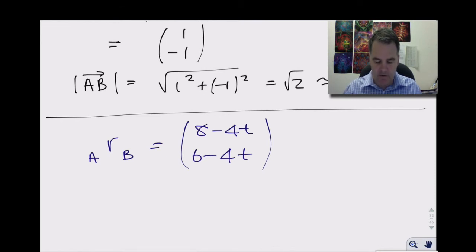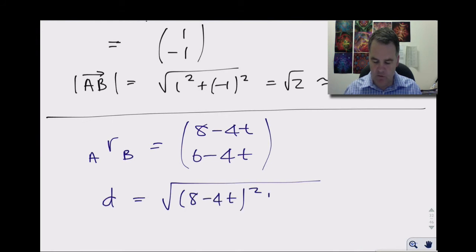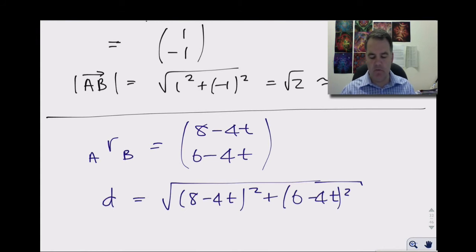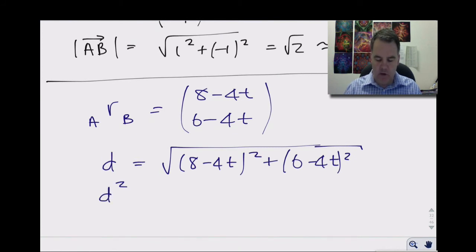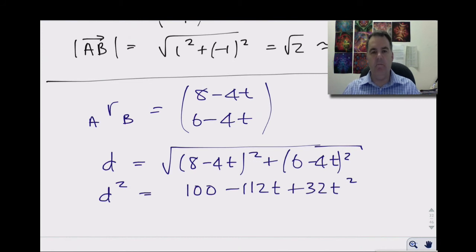So the length of this vector from A to B is just going to be the square root of each component squared. So I'm kind of using Pythagoras' theorem here, right? There we go. That will be the distance: the square root of (8 minus 4t) squared plus (6 minus 4t) squared. Okay, so let's say the distance squared, I'm just going to square each side. Now, if you expand all of this out, you get 100 minus 112t plus 32t squared. You can check me if you like, but that's what you get.